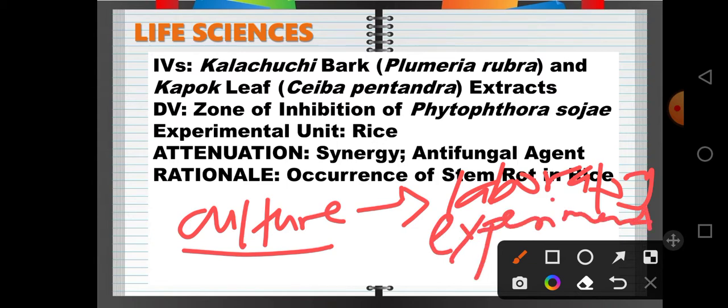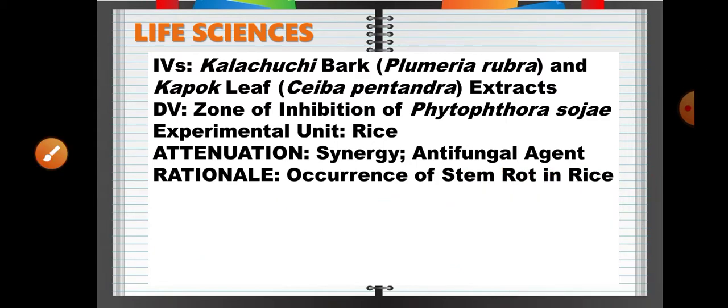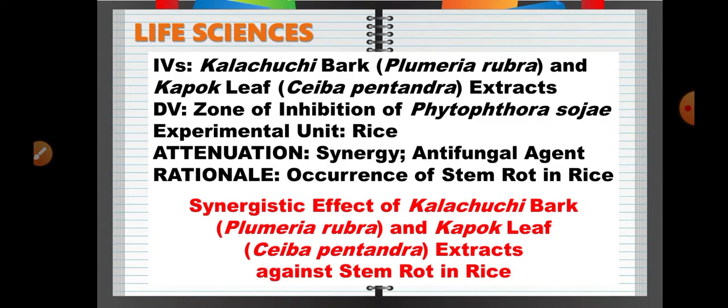So we have here synergy as an attenuation process and antifungal agent as our expected output. And our rationale is that there is an occurrence of stem rot in rice caused by Phytophthora sojae. So our, let's say, SIP title that can be formulated here is the synergistic effect of Kalachuchi bark and kapok leaf extracts against stem rot in rice.